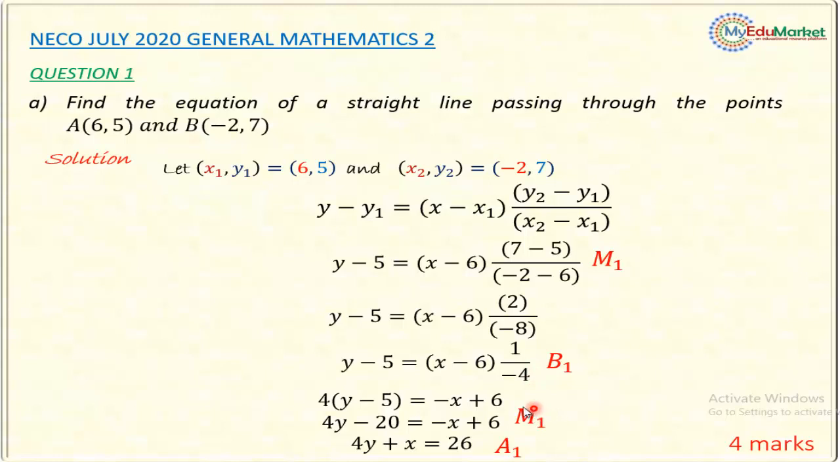Clearing the fraction will earn you another method 1 mark when you clear the fraction. The last mark is the accuracy mark when you have the equation of the straight line as 4y plus x equals 26. So in total this question has 4 marks.